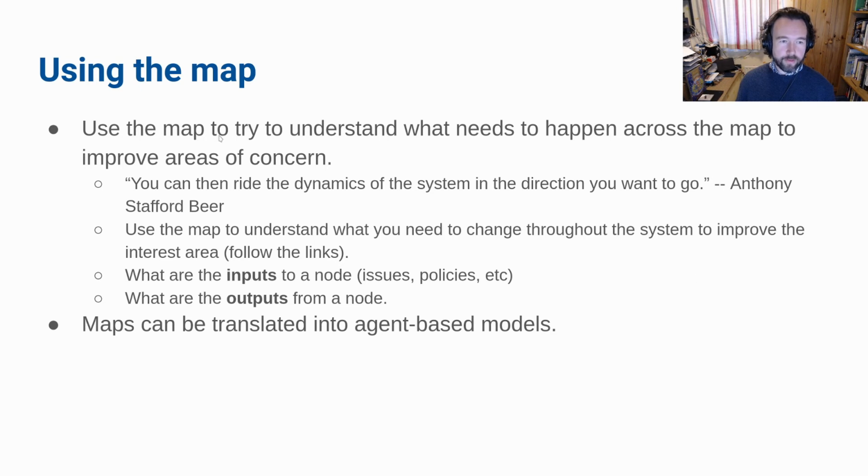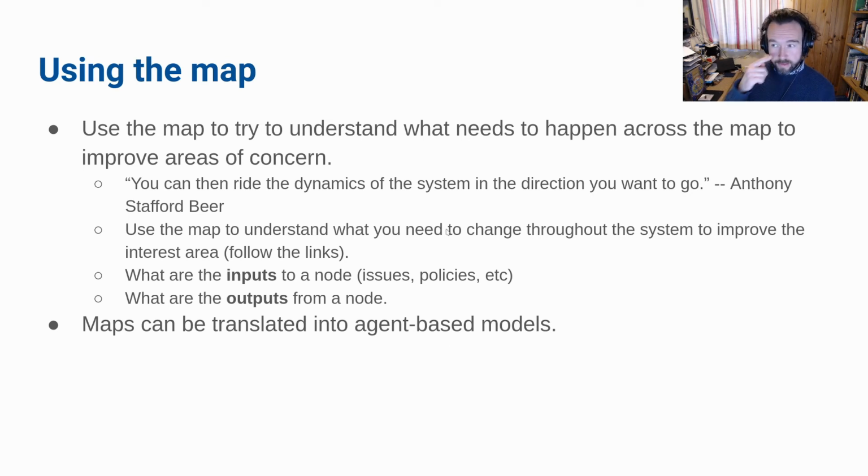Try to understand what needs to happen across the map to improve areas of concern. So that's this notion of riding the dynamics in the direction you want to go. You've probably got a sense of what you think needs to change to make something better. Now you have a map of all the connections and relationships between that and the other parts of your system. So look at how you can follow links, perhaps change relationships to improve the thing that you think is an issue. Look at the inputs, look at the outputs, etc.